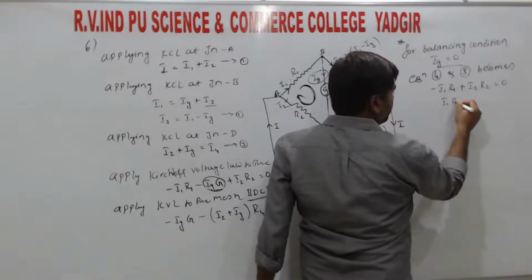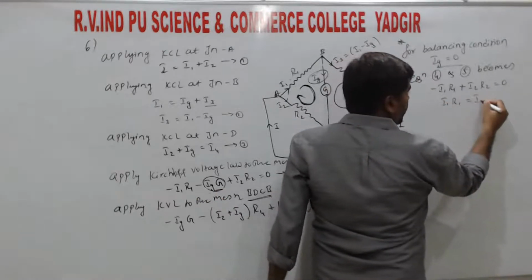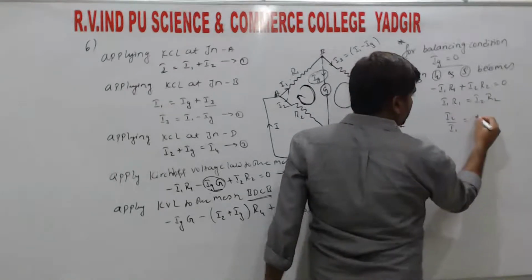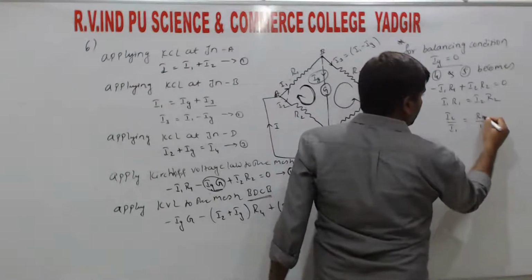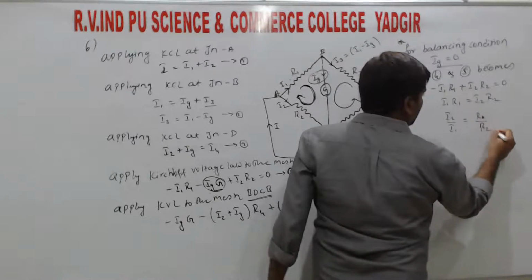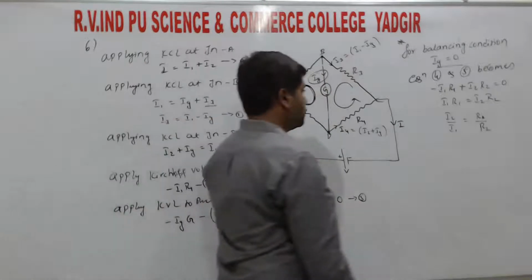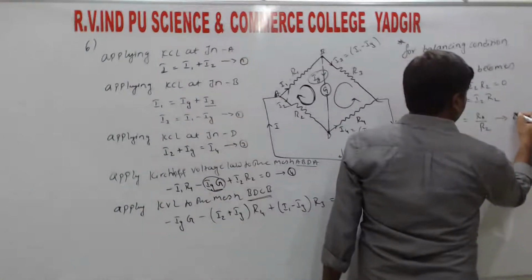So we can shift this to the RHS. So we can write I2 by I1 is equal to R1 by R2, right? So this is equation number 6.